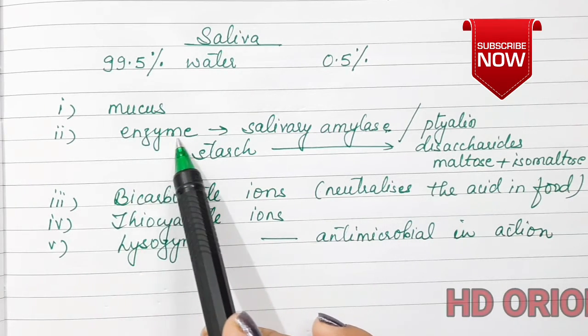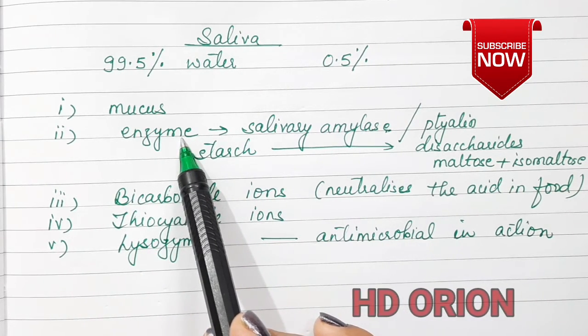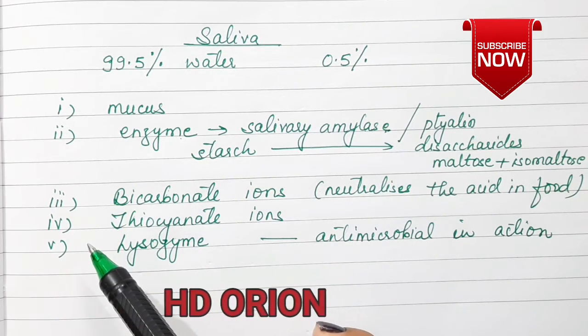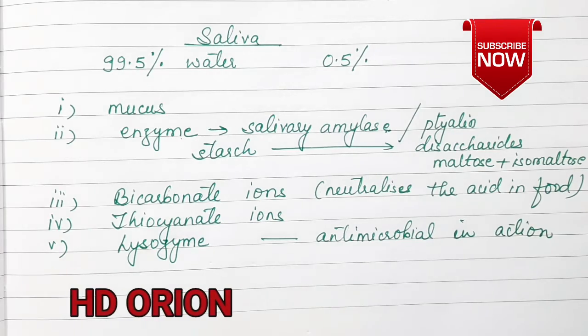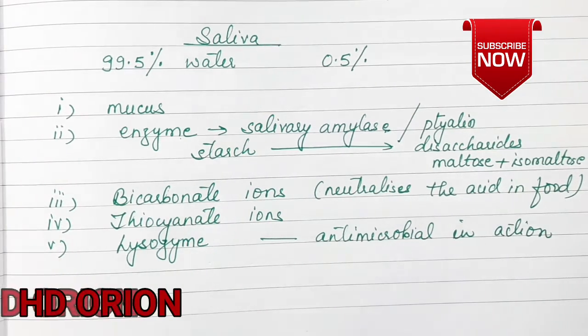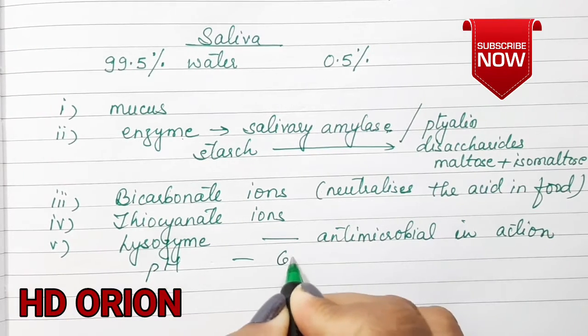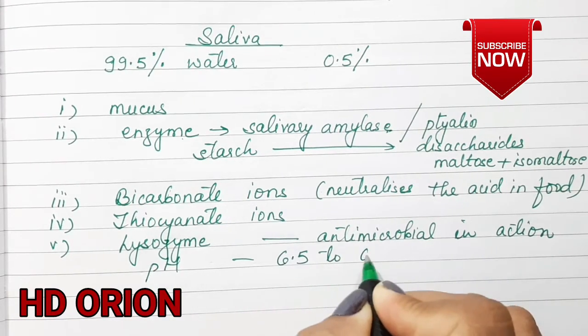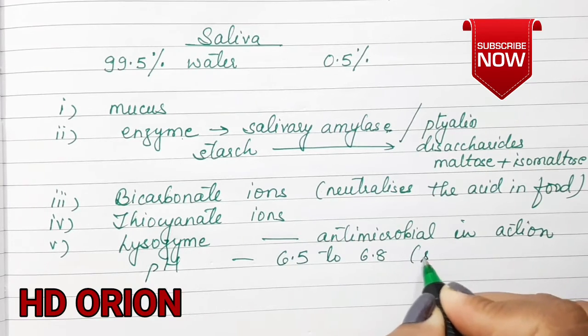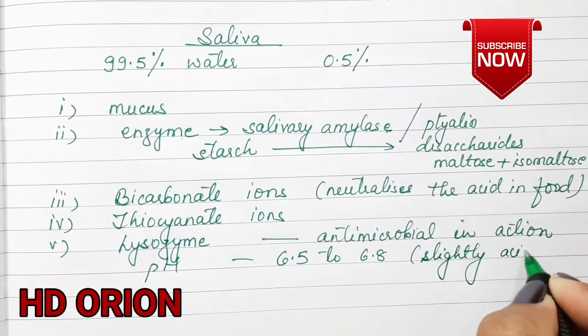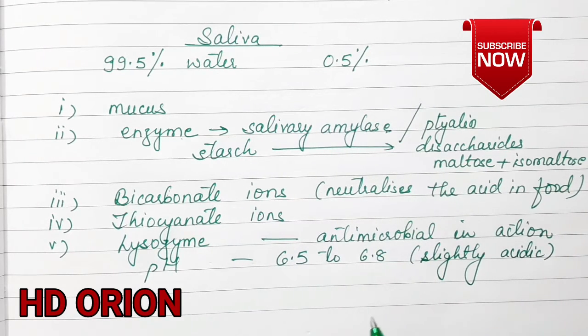So enzyme is produced by the parotid gland, and rest mucus and other things are produced by the other sublingual and submaxillary glands. Saliva has the pH which is almost 6.5 to 6.8. We can call it as slightly acidic. The neutral is 7, so it is slightly lesser than the 7, so it is slightly acidic in nature.